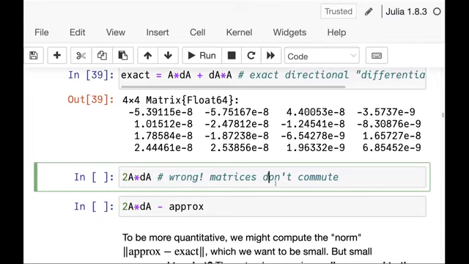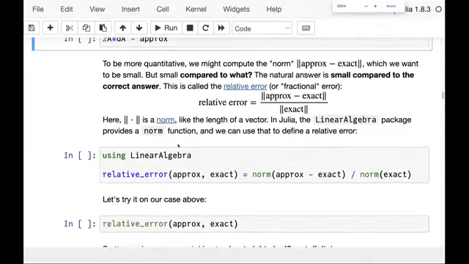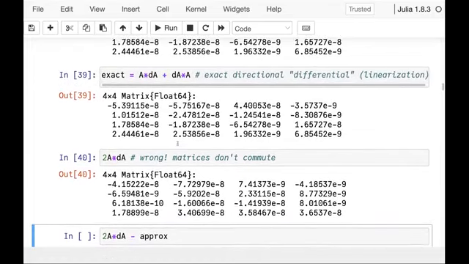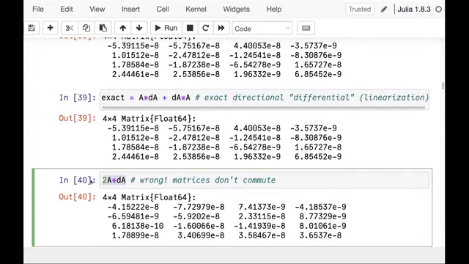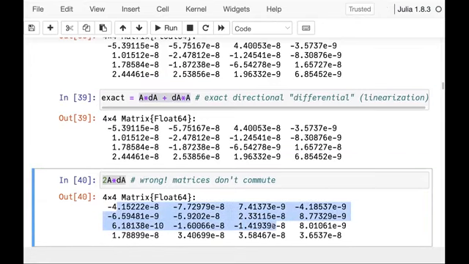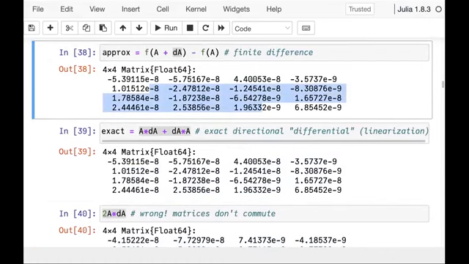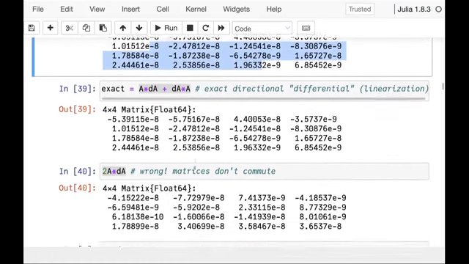If we do 2A dA. It's a little bit smaller. Okay, if I did 2A dA, if I pretended they commuted, and I wrote A times dA plus dA times A as 2A dA, you get answers that are completely different. And in fact, these look exactly the same as these, but that's because Julia is only printing out 6 digits. Actually there are more digits in these numbers. It's just not showing them by default.